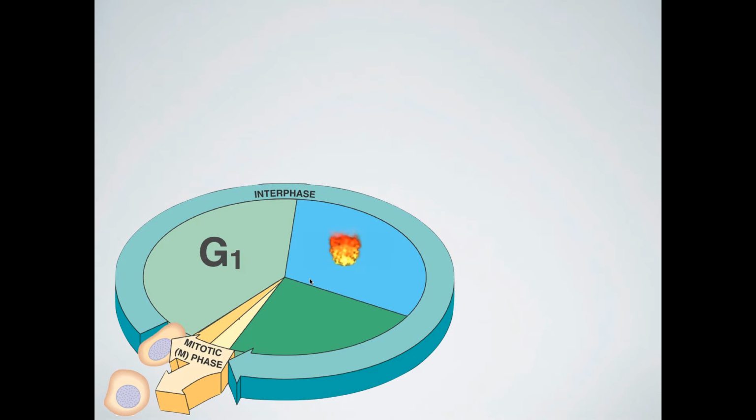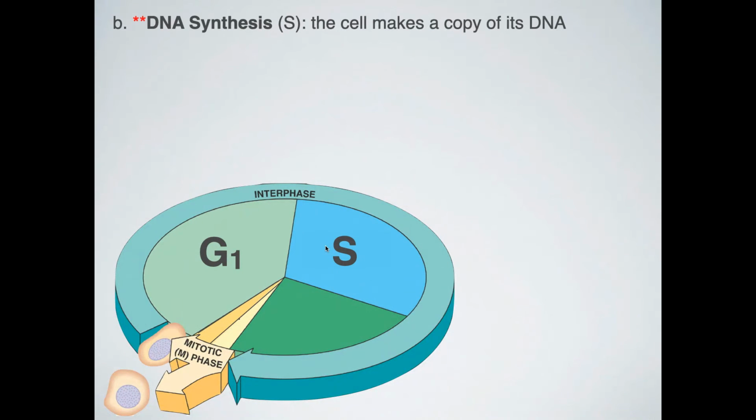Now, let's say that everything is prepared. Well, then we move on to S phase, or S stage. That would be this kind of blue little chunky bit on our pie chart. That is DNA synthesis. That is when the cell makes a copy of its DNA, because think about it, it's going to divide. You want to make sure that one cell has the complete set of genetic information, and the other cell that you are now dividing into is also going to have a complete set of genetic information.